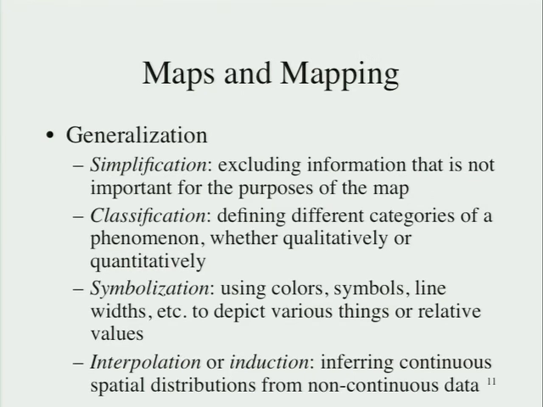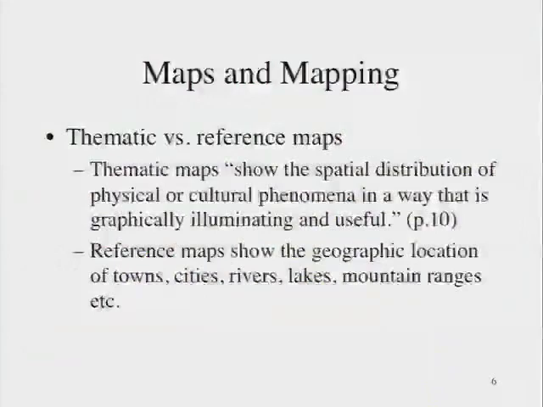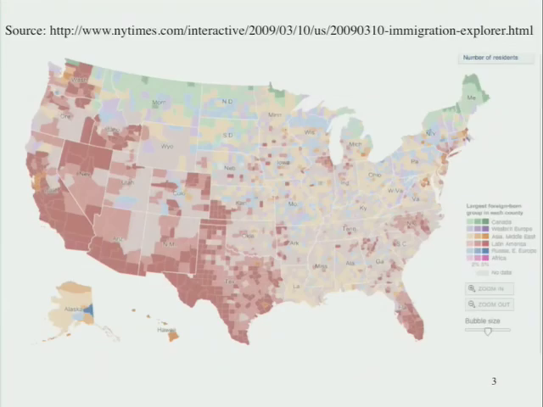Interpolation or induction, inferring continuous spatial distributions from non-continuous data. Does that make sense what that would mean? Trying to, oh boy, what's a good example of that? Well, we go back to that New York Times map and think about it, couldn't we? In a sense, within each county, the tint, the hue of that color is a classificatory decision about percentages represented by that group within the county.